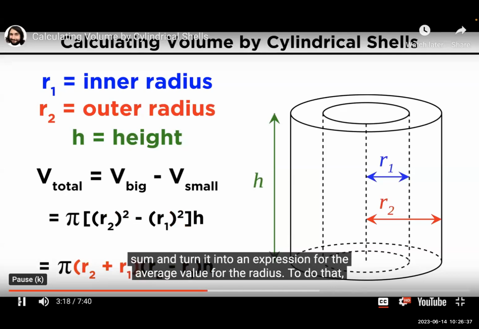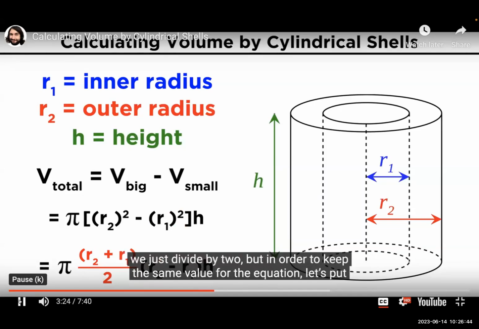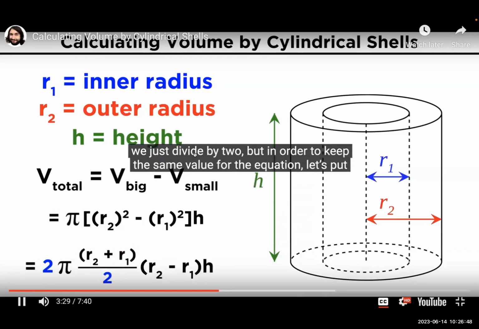Here's the clever bit. Let's take this sum and turn it into an expression for the average value for the radius. To do that, we just divide by 2, but in order to keep the same value for the equation, let's put a 2 at the front.